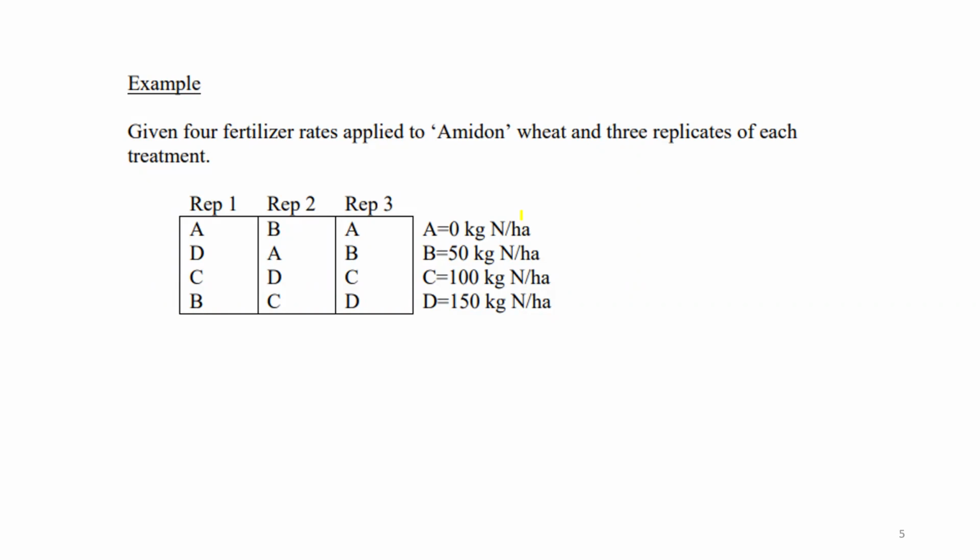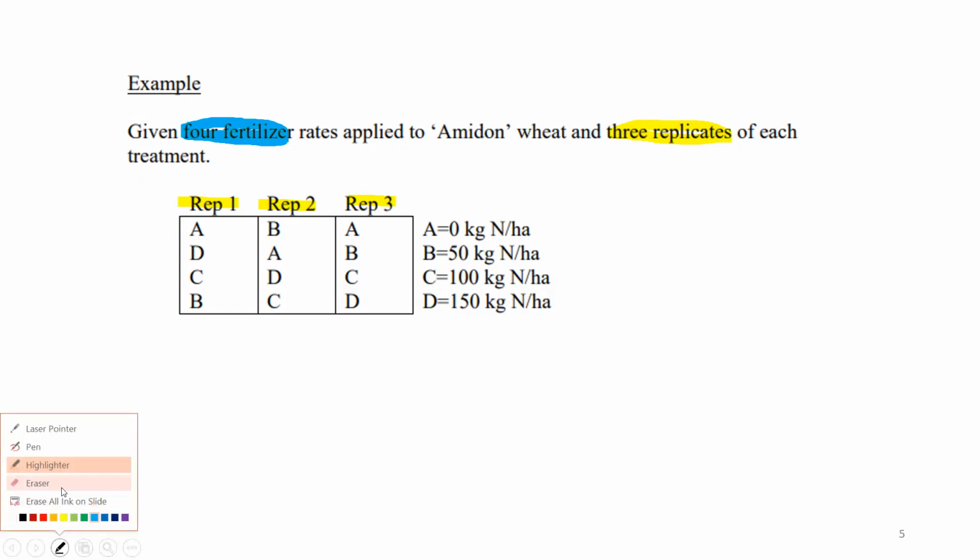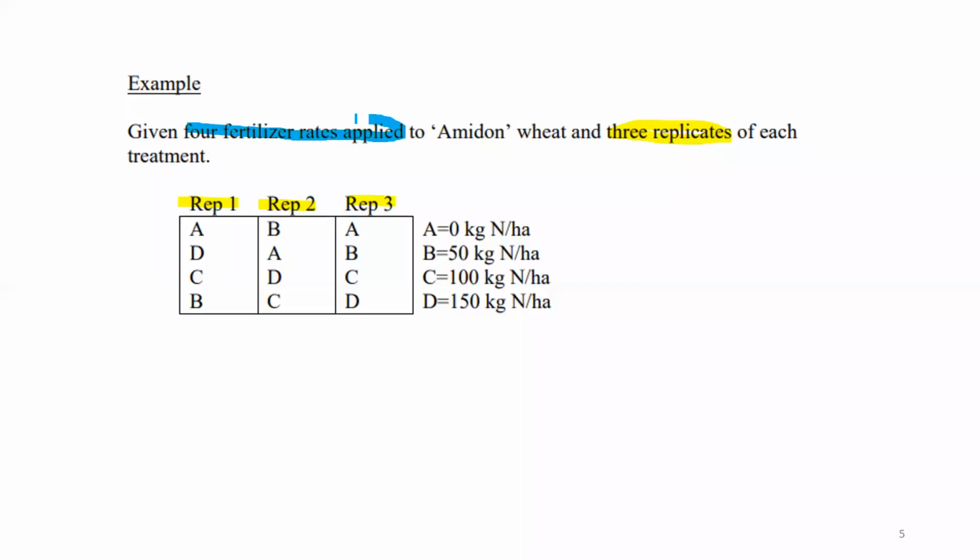Replication 1, replication 2 and replication 3 represent our replicates. Then fertilizer. How many fertilizers? There are 4. Then A, B, C, D representing our 4 fertilizers. So what does A mean? Sorry, they are not using 4 fertilizers. They are using 4 rates of fertilizer. They are using the same fertilizer, but there are 4 rates. For 4 fertilizer rates they have applied.